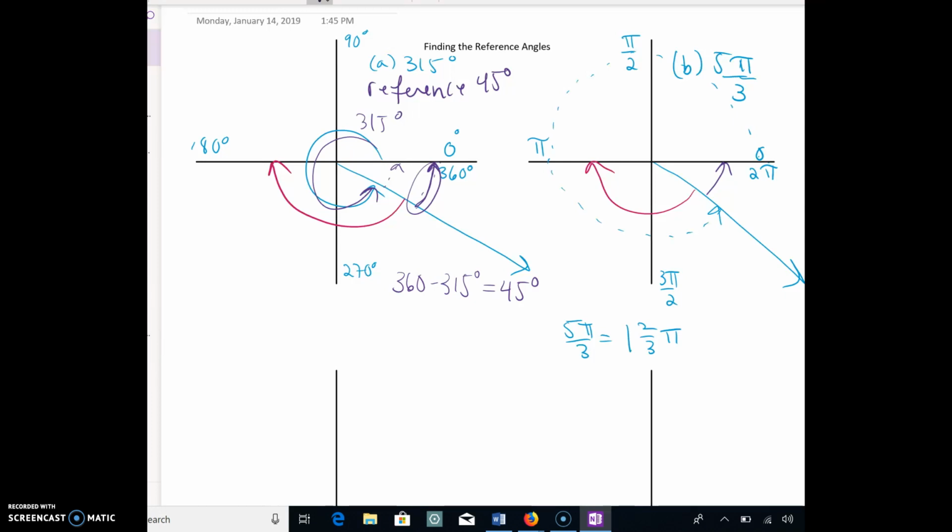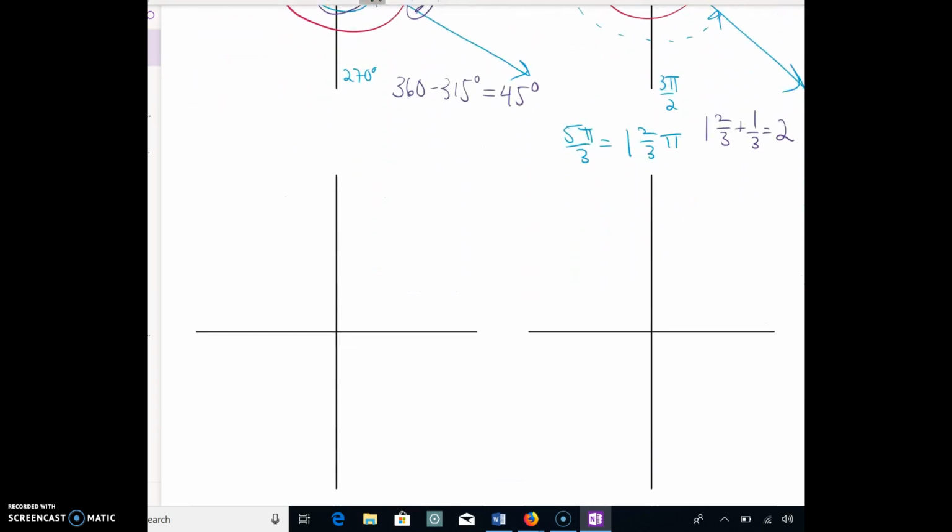So I traveled 1 2/3 of a pi to get from my initial side to my terminal side, and I want to figure out what this distance is here, from 1 2/3 to 2 pi. Well, hopefully it's clear I have to travel 1/3 more, because 1 2/3 plus 1/3 will get me to 2 wholes. So I want to get to 2 pi, so I have to travel 1 more pi over 3. So our reference angle for this one, in terms of radians, is pi over 3. Let's take a look at 2 more examples.